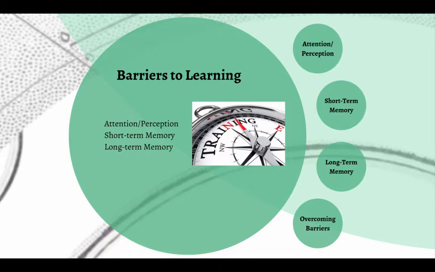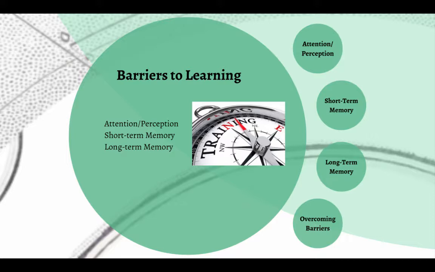Problems with learning and recall often result from a barrier that causes a breakdown in information processing, or a barrier to learning. The three are attention perception, where attention does not guarantee learning. If participants perceive that the new information has no value, their perception will act as a barrier that will stop any further information processing.